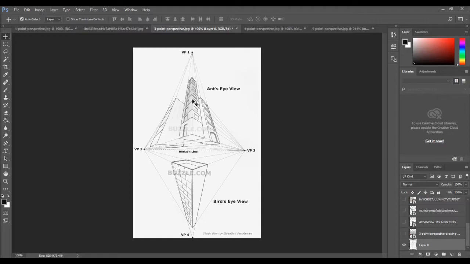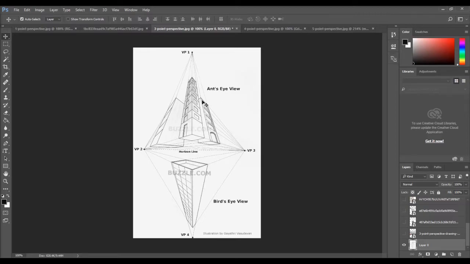This perspective drawing has 3 vanishing points, 2 on the horizon line and 1 either above or below the horizon line. You can see here vanishing point 2 and vanishing point 3 are on the horizon line, but vanishing point 1 is in the sky and vanishing point 4 is below the horizon line. So there are two views.